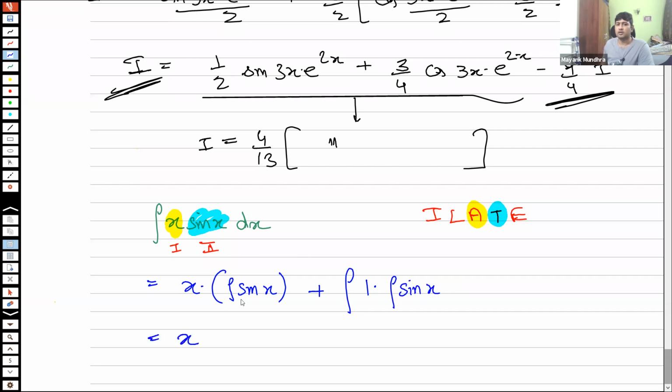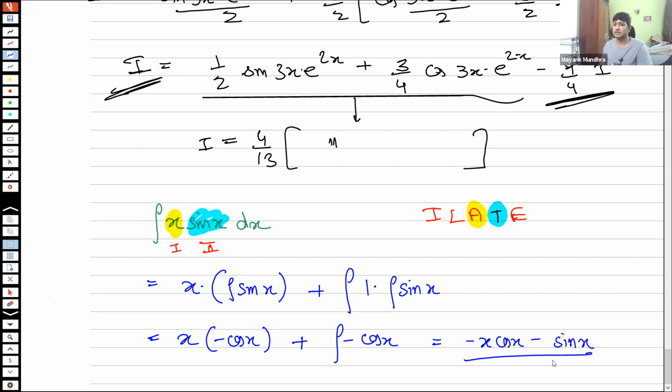Integration of sin x is minus of cos x, plus integration of minus of cos x. So that's going to be minus x cos x minus integration of cos x, which is just sin x. Minus x cos x minus sin x. When you differentiate this thing, you will get x sin x.